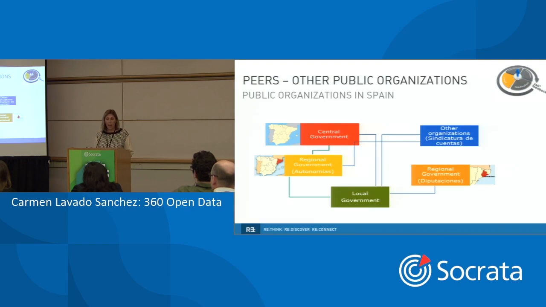The last group of actors, which in the graph is shown as peers, for me are the other public organizations. And to understand me, I need to explain a bit the public organization of my country. We have the central government of Spain. We have different kinds of regional governments, but also other non-territorial governments or organizations, some of them to control the others, or some of them to give services to others. And our local governments, municipalities, are linked with all of them.